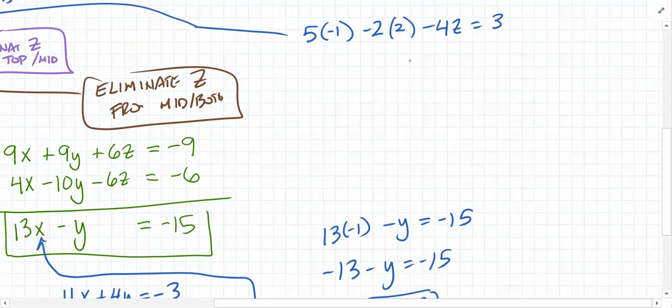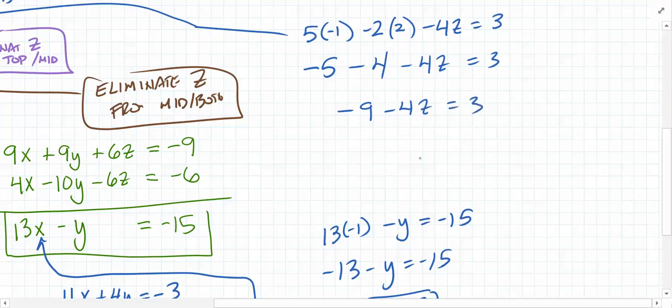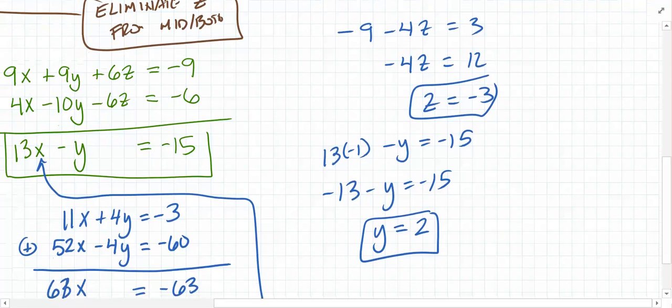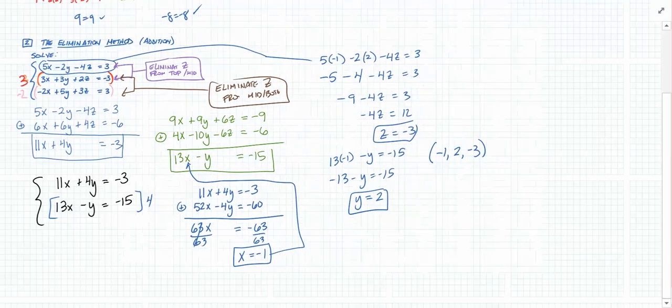Okay, perfect. So this is negative 5. This is a negative 4. This is minus 4z, and that's a 3. So it looks like negative 9 minus 4z is worth 3. So negative 4z is worth 12. Beautiful. So z is worth negative 3. So ladies and gentlemen, the answer that I'm looking for here is the ordered triple of negative 1, 2, and negative 3.